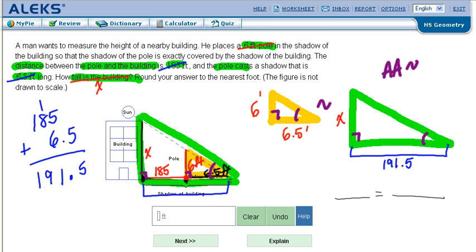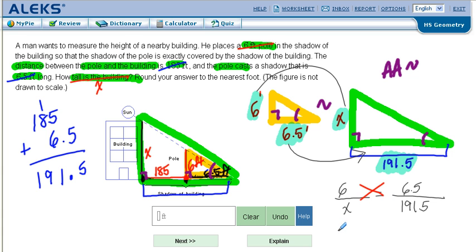So we take this information and now we can do a ratio. We can go 6 over x equals 6.5 over 191.5. So we have 6 over x equals 6.5 over 191.5. From here you cross multiply. We have 6.5x equals 6 times 191.5. To solve for x, of course, we divide by 6.5.